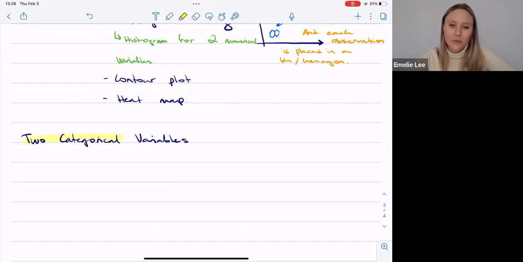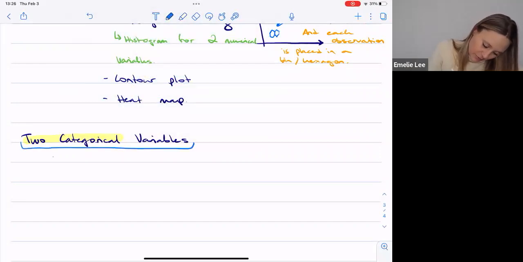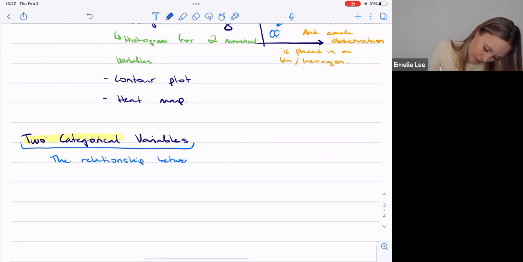If I have two categorical variables and I want to look at the relationship between the two, usually we end up talking about the association between the two, but that's okay, right? Again, we're going to look at the relationship between the two. And so right here, we're looking for the relationship between two variables, two categorical variables.